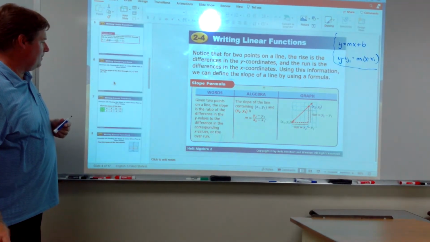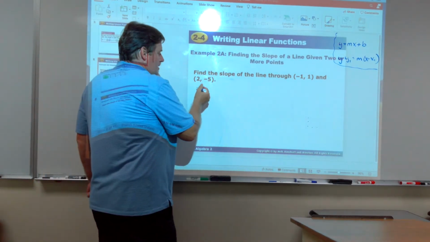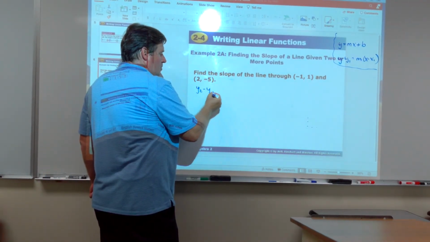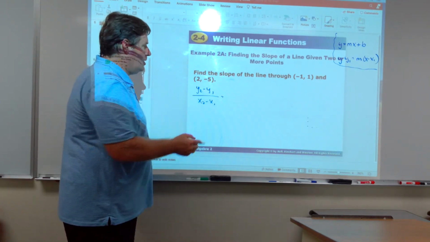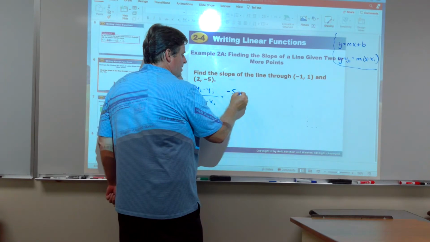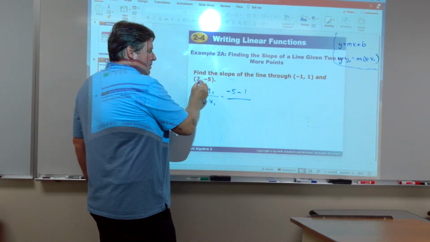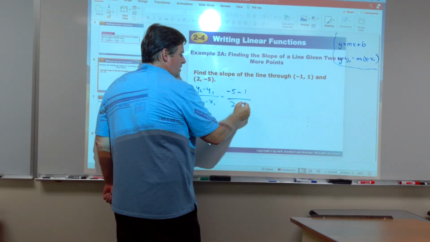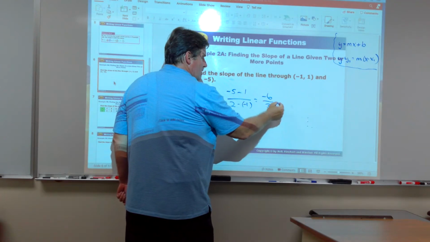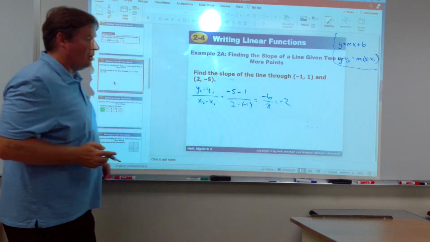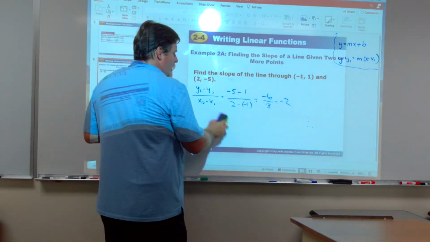Here's our slope. What we can do is find the slope by taking y2 minus y1 over x2 minus x1. It doesn't matter which way you go, let's just go this way. Let's go negative 5 minus 1. If I started with this one for the y's, I have to do the same thing for the x's. So we're going to go 2 minus a negative 1. And we get negative 6 over 3, which is negative 2 for our slope. If you want to leave it as negative 2 or negative 2 over 1, that's fine. It works either way.